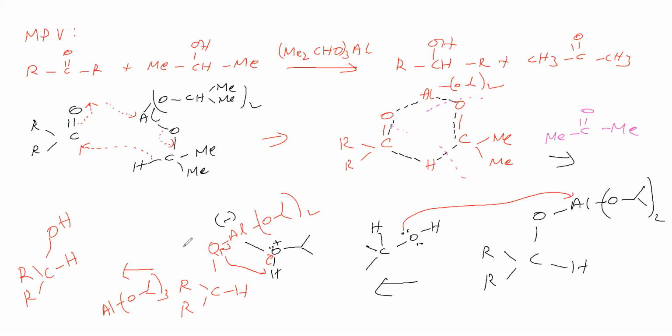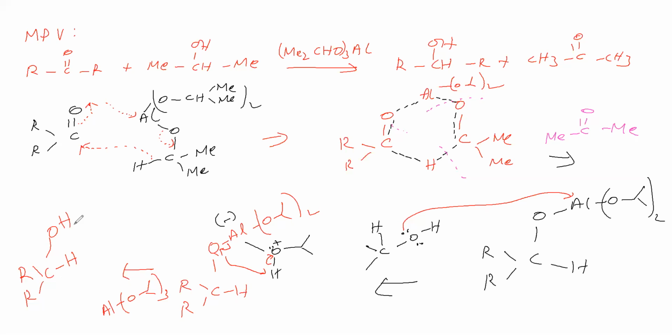So this is MPV reduction, the Meerwein-Ponndorf-Verley reduction. In MPV reduction, the carbonyl group is converting into alcohol. Here the catalyst is aluminum isopropoxide and the solvent is isopropyl alcohol. It converts aldehyde into alcohol and ketone into alcohol. It does not affect the CC double bond or the CC triple bond.